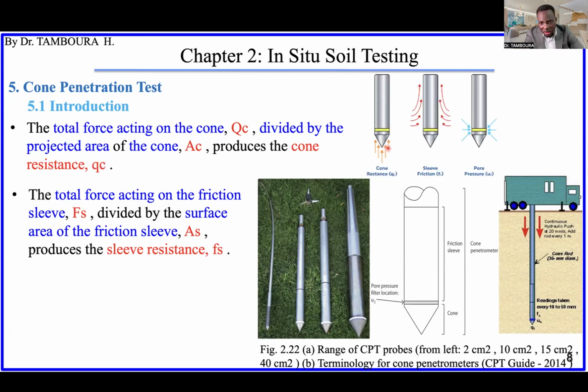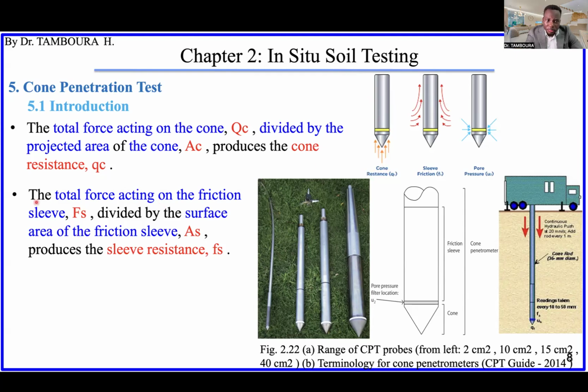Here is an illustration of what I just said. The cone is here, right? The force coming on the cone divided by the projected area of the cone gives us the pressure, the cone resistance.